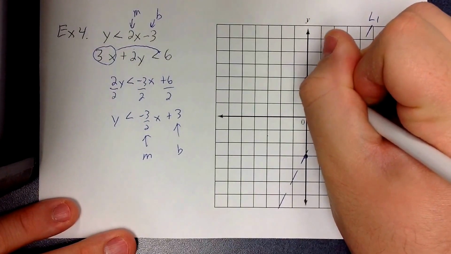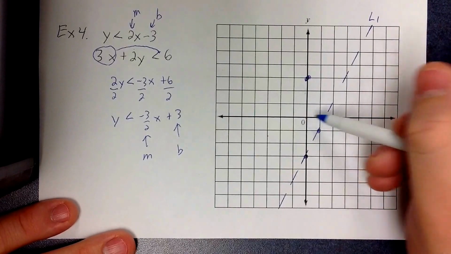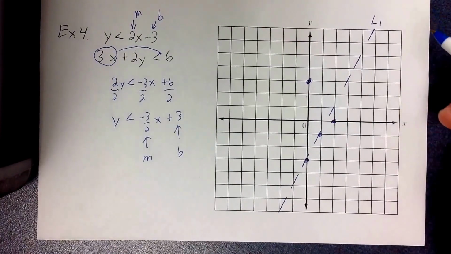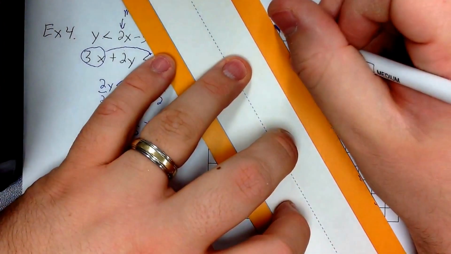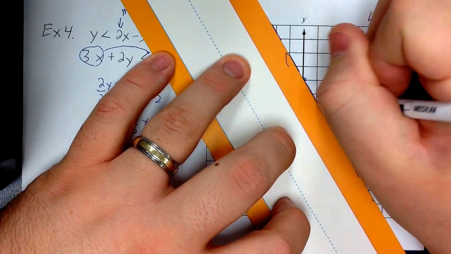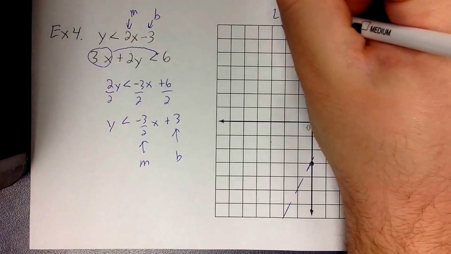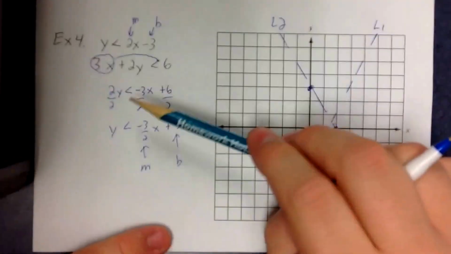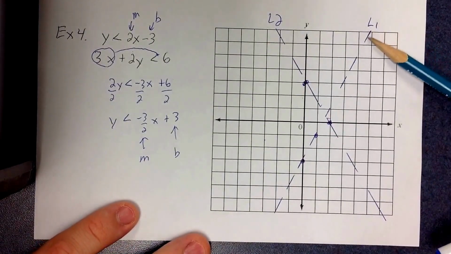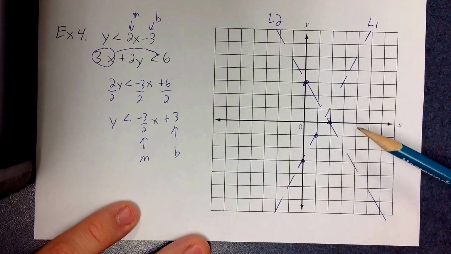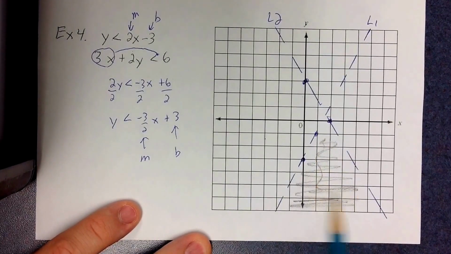So I go to positive 3. m is negative 3 over 2, so I go down 3 to the right 2. It's also a dotted line. There's my second line. Now, these are both less than signs, so it needs to be underneath both lines. So here's my first line, so underneath it's these sections, but since this is my second line, underneath both lines would be this little triangle area there.